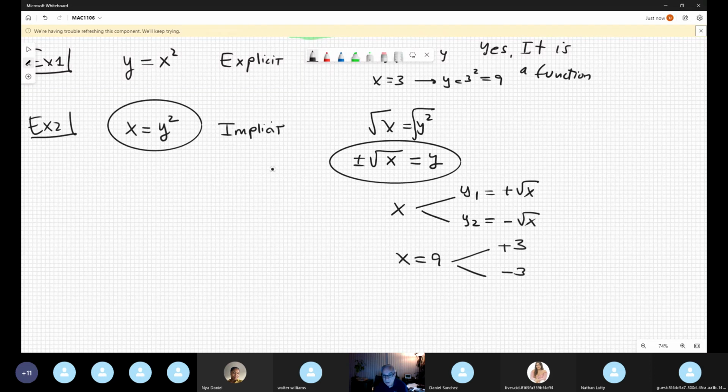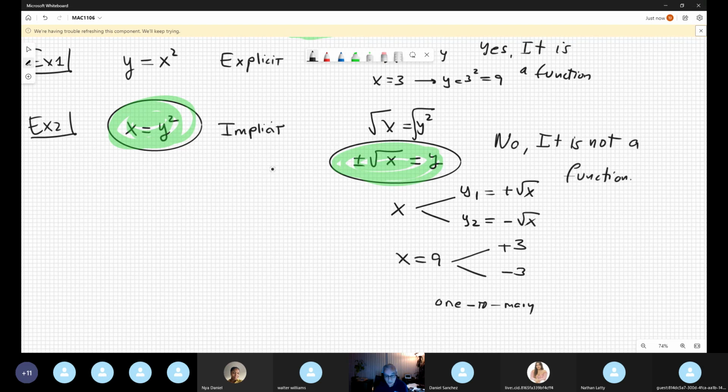Now we have, in this case, one x to many y. Therefore, the equation given at the beginning, which by the way is 100% equivalent to this one, is not a function. No, it's not a function. Of course, there are more complicated examples, but I don't want to complicate that part too much because we have a lot of important things to cover today, no?